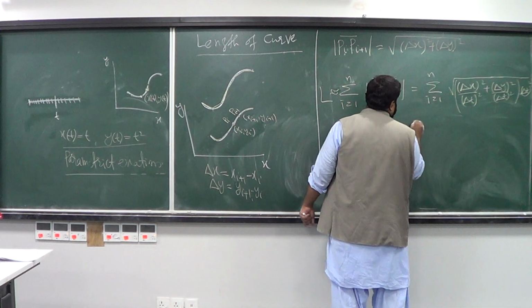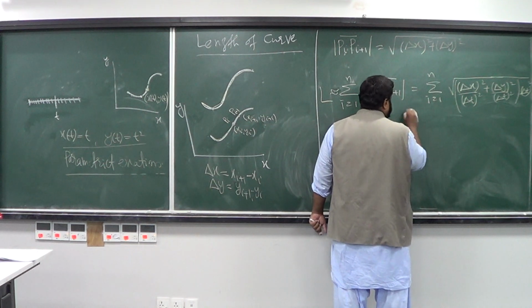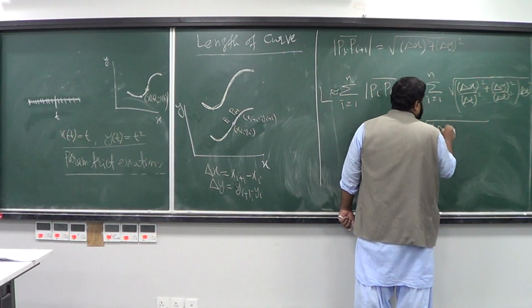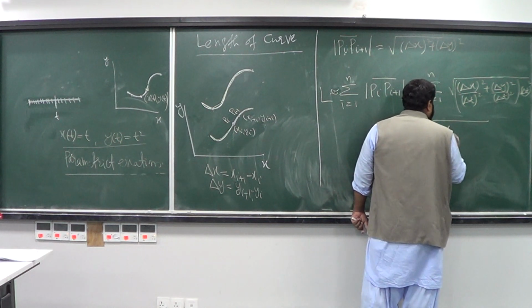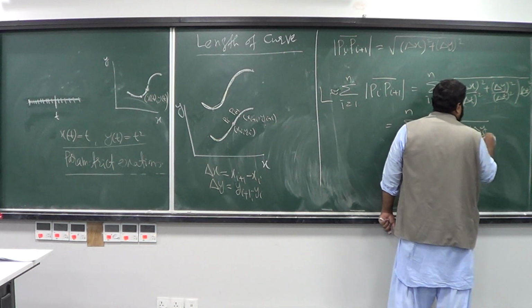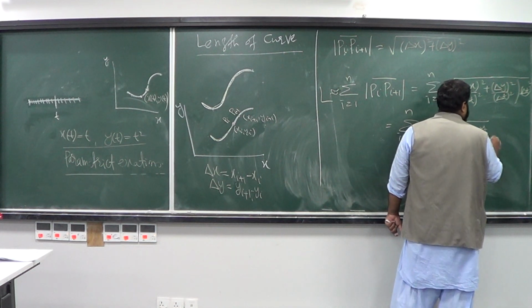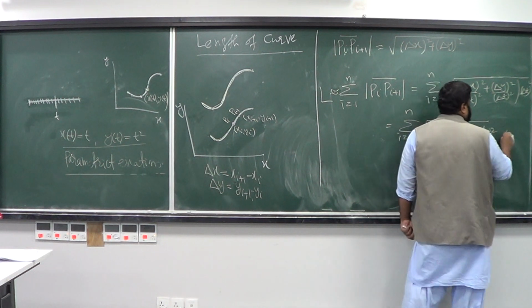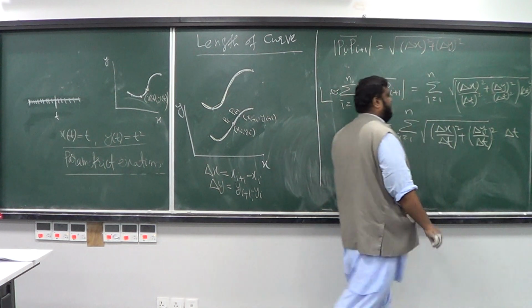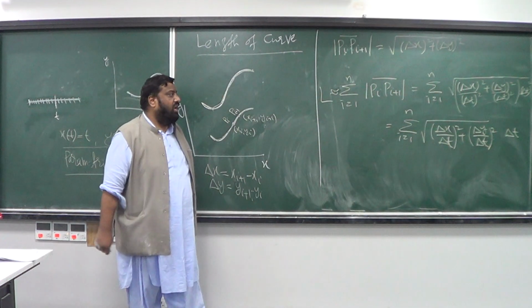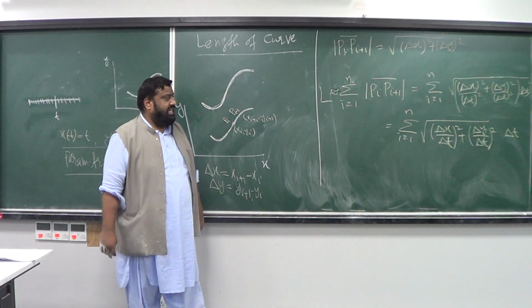So this sum is going to be i equal to 1 to n. You're going to have (delta x by delta t) square plus (delta y by delta t) square, and this square root of delta t square will become delta t. So it's going to come out of the integral as delta t.